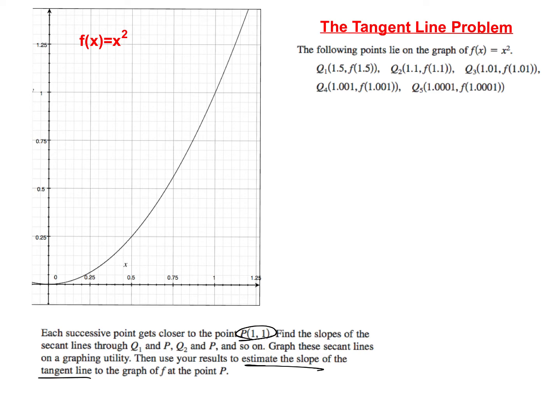Again, we're just going to use algebra slope. So if I have to find the slope of Q1, I'd do f of 1.5 minus f of 1 over 1.5 minus 1. So again, my y2 minus my y1 over x2 minus my x1. So, you have calculators. Let's use them. So 1.5, what is f of 1.5?